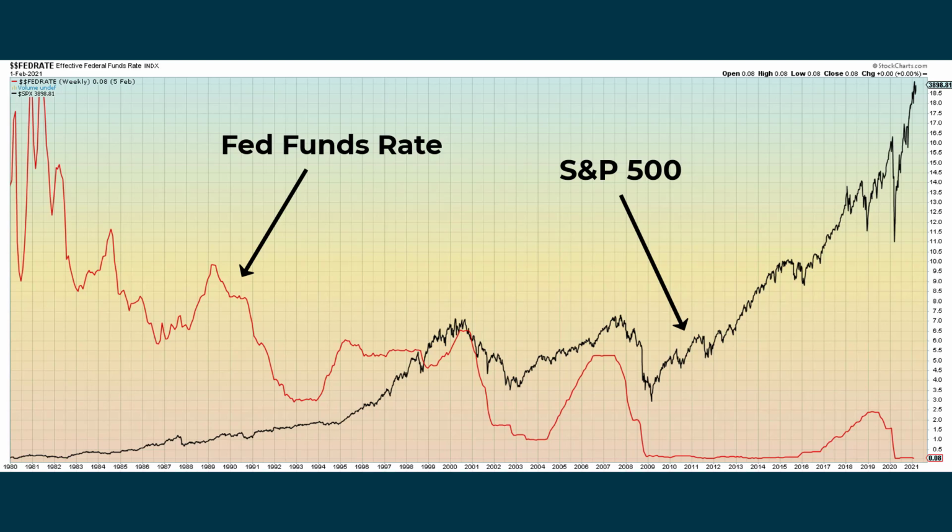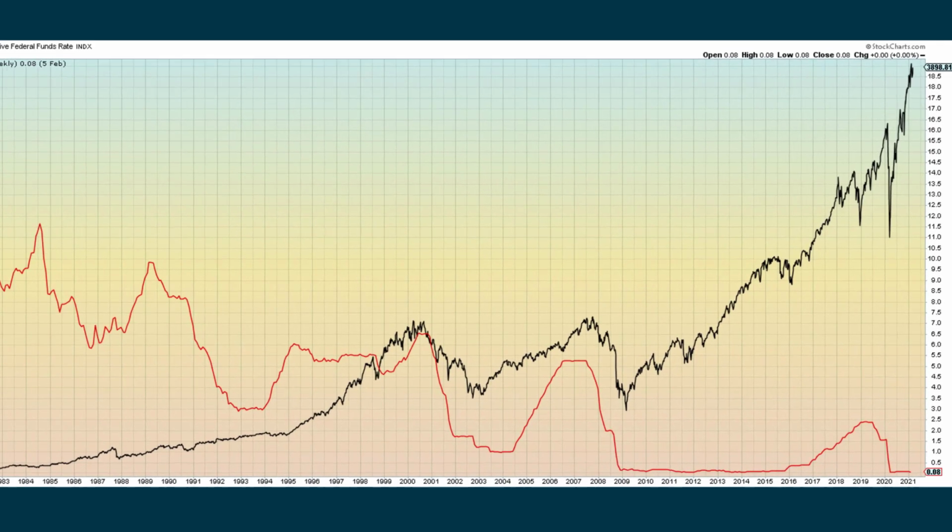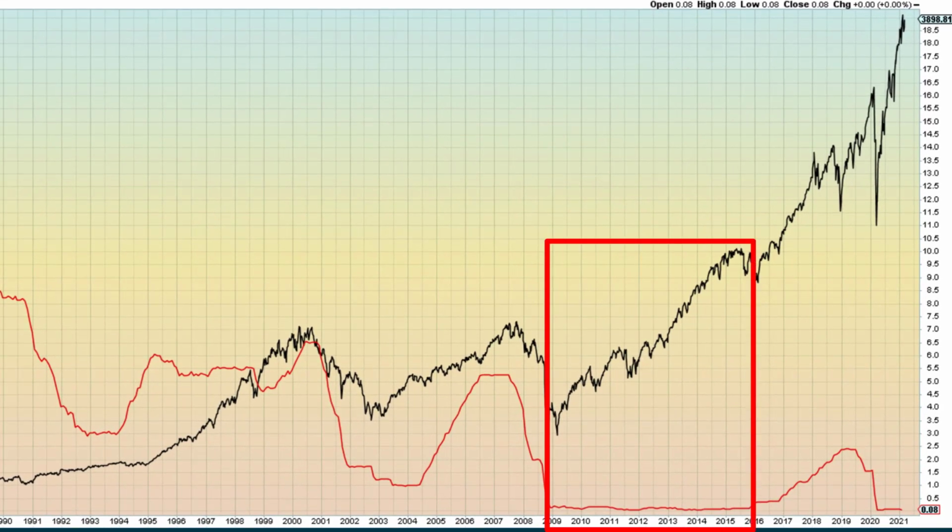When we see the stock market going down, a lot of the time we will also see interest rates go down as well. If you notice on this chart from 2008 up through about 2015, you notice that the stock market saw a pretty good climb, but interest rates stayed right around zero.